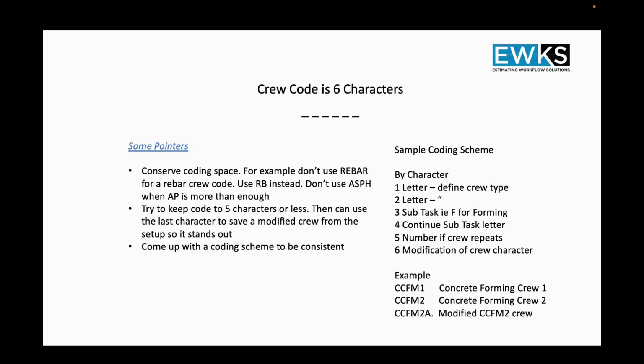Also, try to keep the code to 5 characters or less. This saves the last position, the 6th character, as a modification indicator, showing whether the crew has been modified or not. And I'll cover this later. And then you want the coding scheme to be consistent. So plan your coding scheme beforehand and then stick to it. That way it'll be consistent.